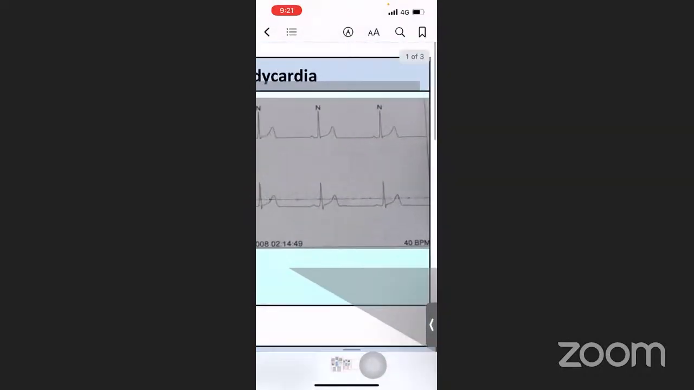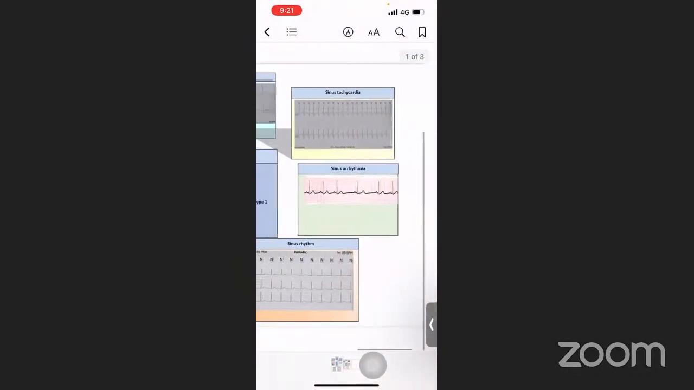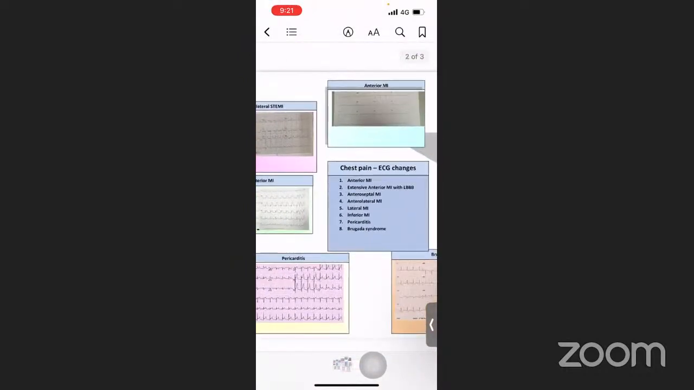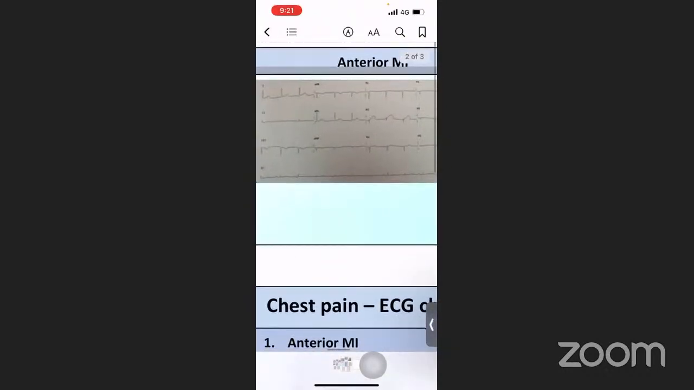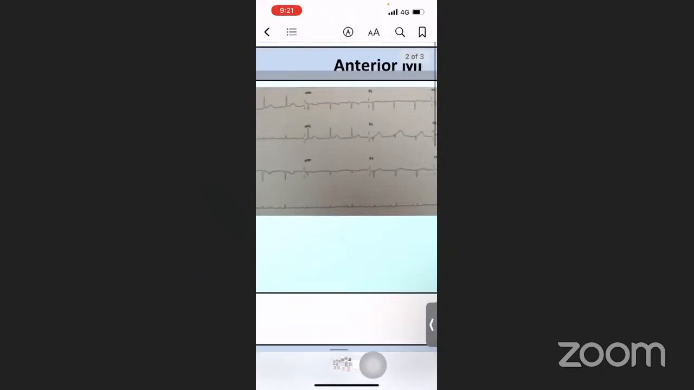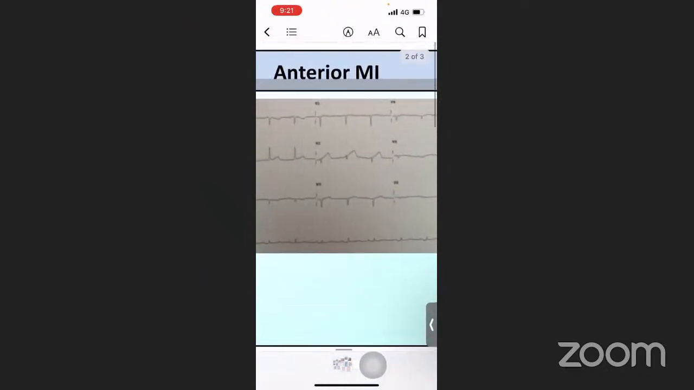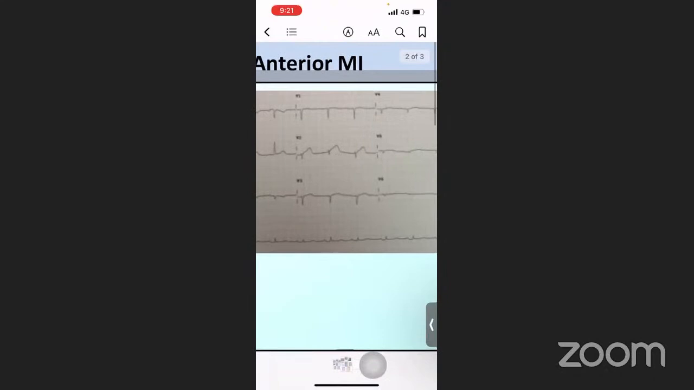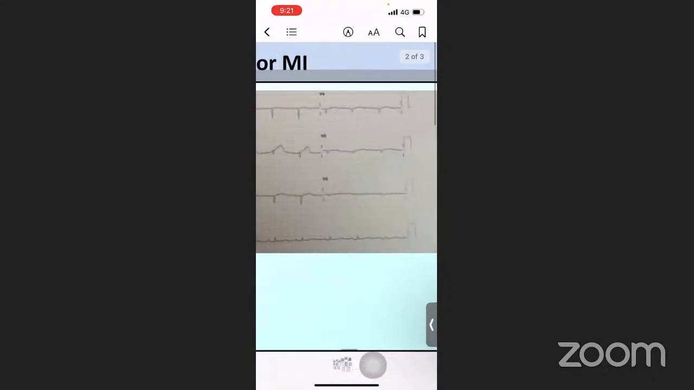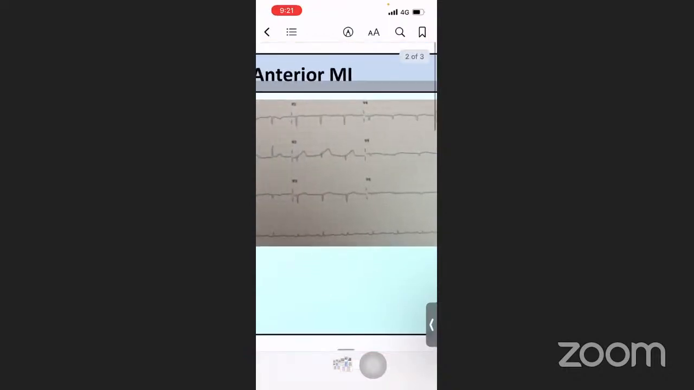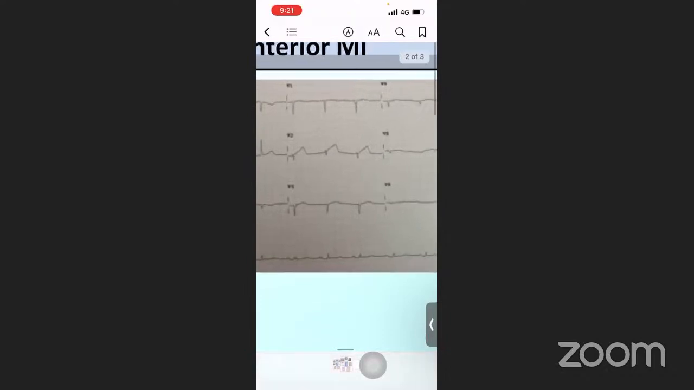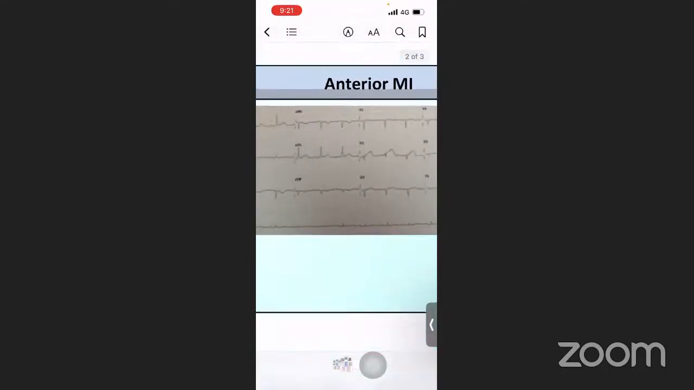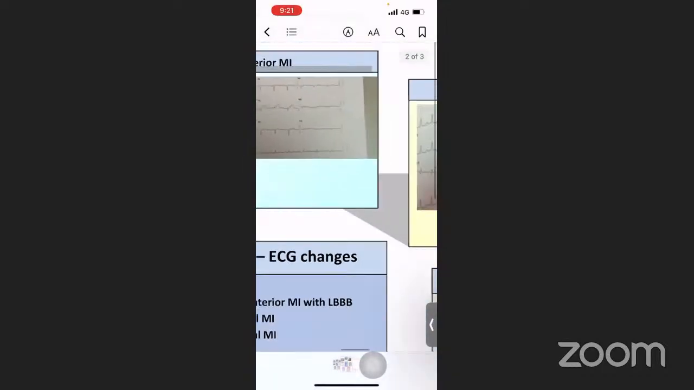Okay, so now I show you another one. MI changes. So you have anterior MI. There is ST elevation in V2, V3, and then poor R wave progression in V4, V5, V6. V4 still, there is Q wave already. V3 also starts to have Q wave. So this is anterior MI.